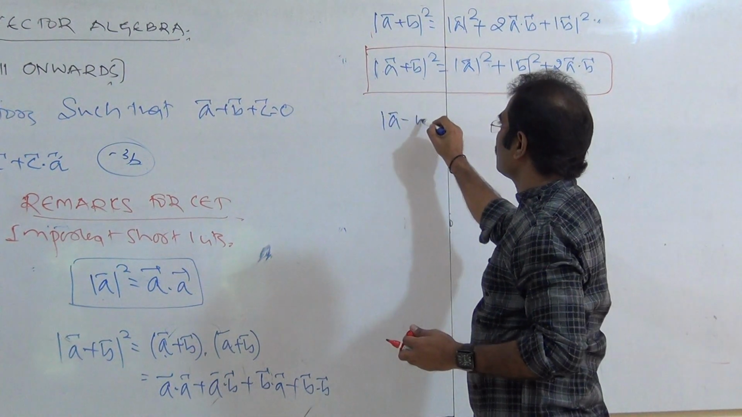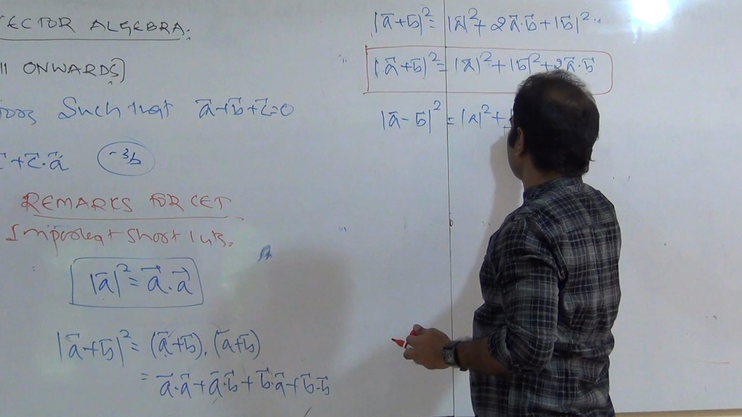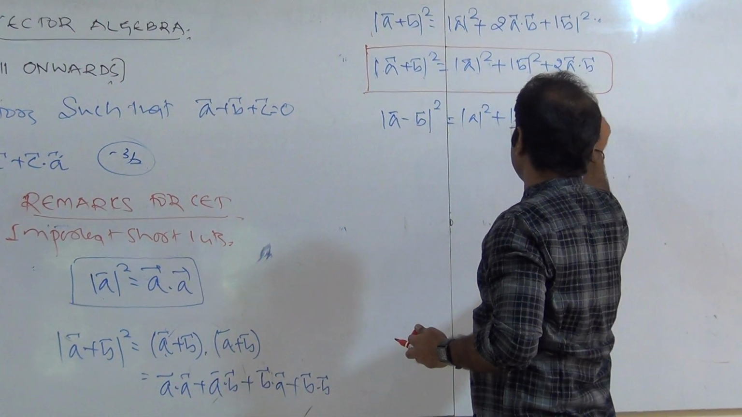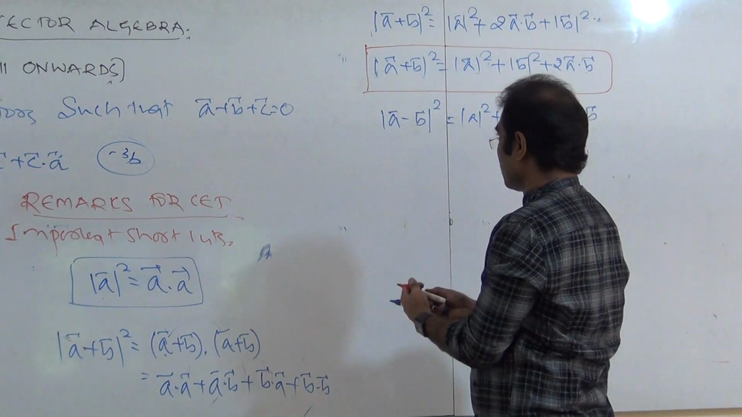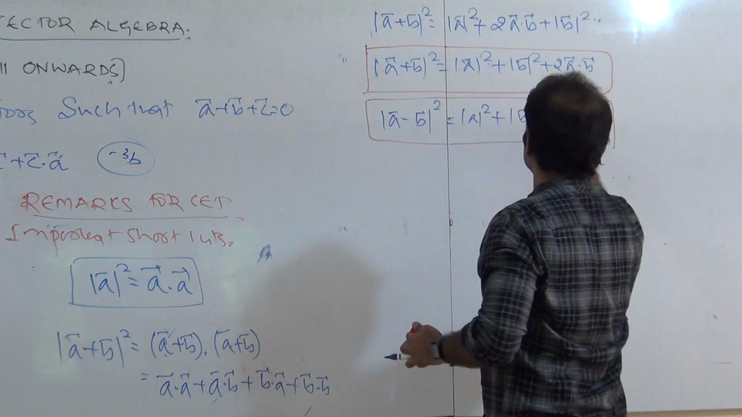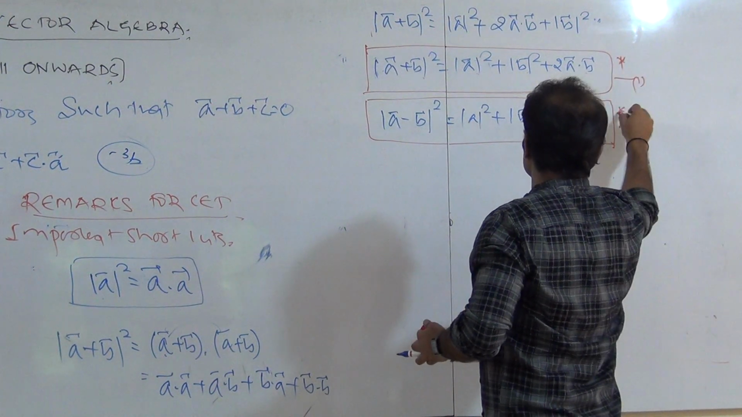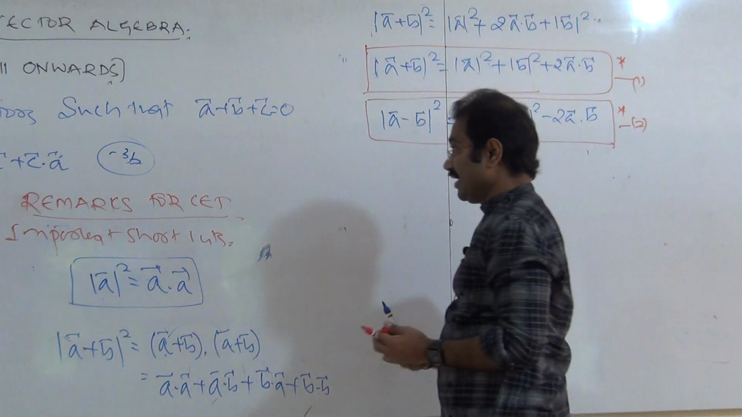Magnitude of (A minus B) whole square is equal to magnitude of A square plus magnitude of B square minus 2 A dot B. Remember this one too. These are 1 and 2. Important.